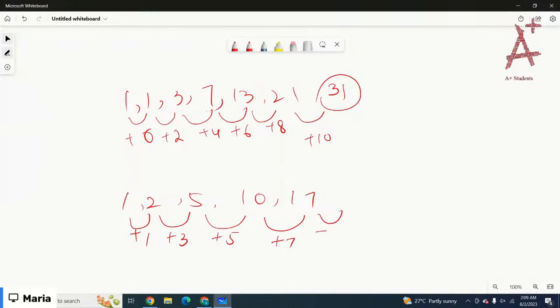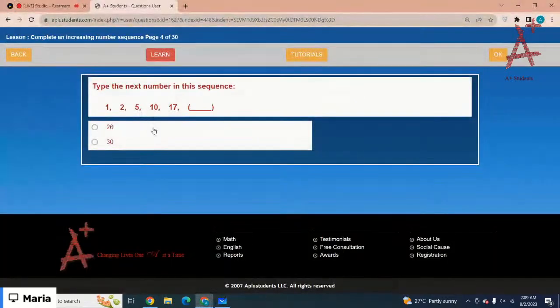So 7 plus 2 is 9. The next number you have to add is 9. 9 and 17 makes 26. So that means the next number in the sequence is 26.